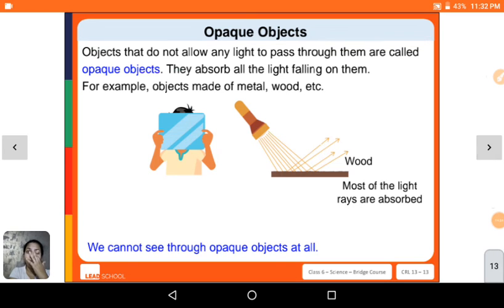And from that we can see that objects that do not allow any light to pass through them are opaque objects. Like wood, book, metal, all these things do not let light pass through, so they are opaque objects, right?